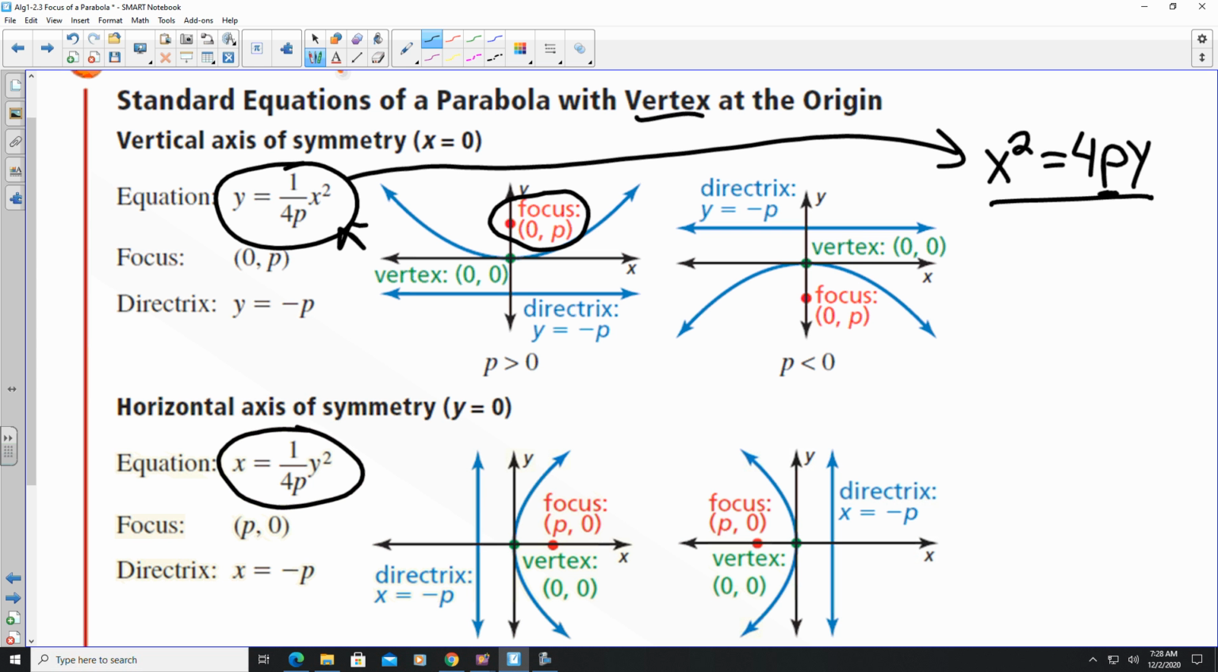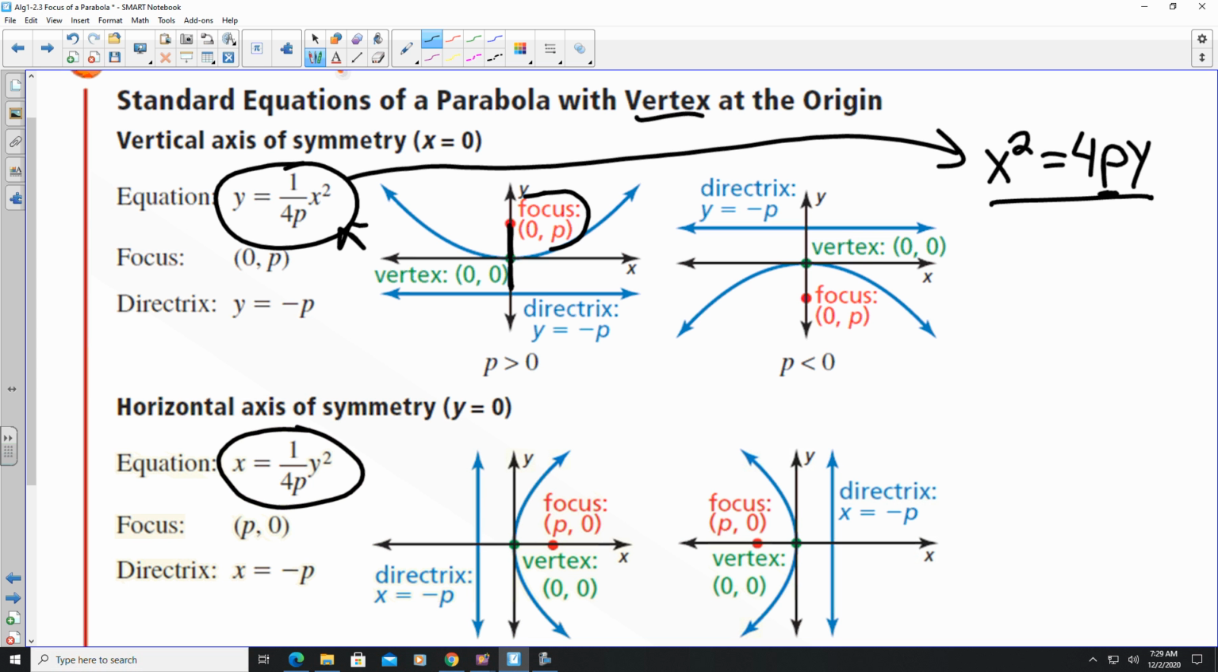The focus is a point that is in the curvature of the parabola, and the idea is that it's equidistant from each part of the parabola with respect to the vertex. Oh, sorry. So this distance here is actually going to be the same distance as this line that is called the directrix. Okay, so we have a focus and we have a directrix.